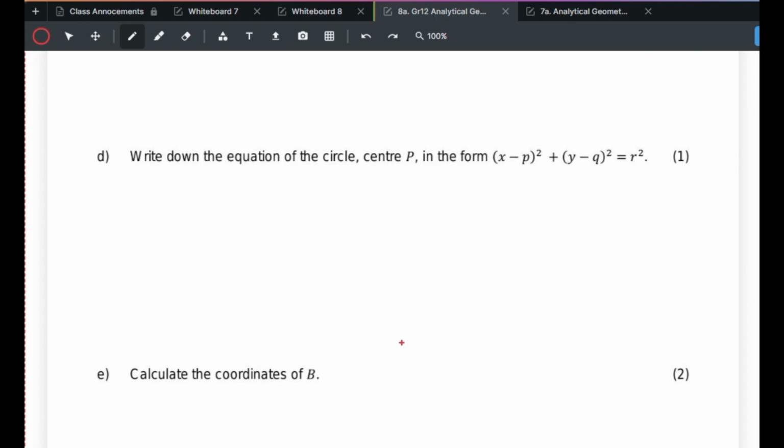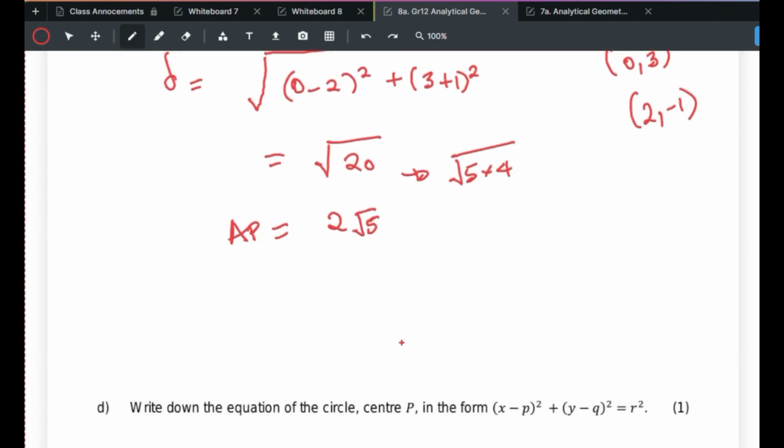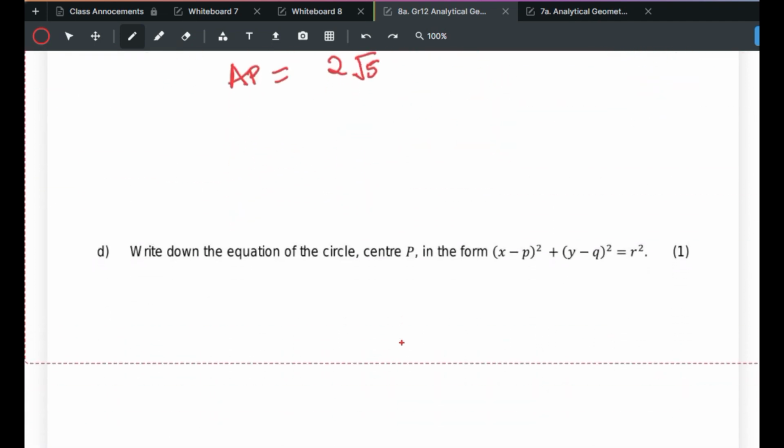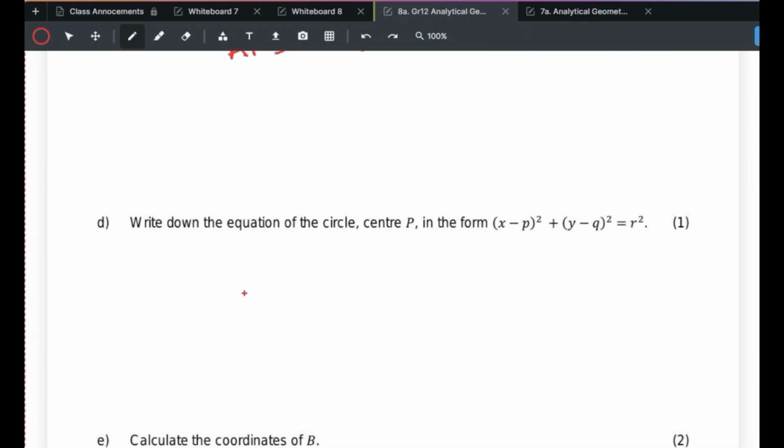Then we have D. Write down the equation of the circle centered at P in this format. Also, no real calculation involved. We know the center is (2, -1), right? So it is (x - 2) squared plus (y + 1) squared equals, what was r squared?